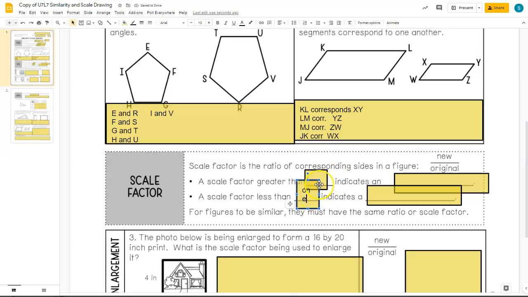and let me go ahead and make this one larger so it fits. Come on, there we are. Maybe move it down a bit. So if the scale factor is greater than 1, we call it an enlargement.